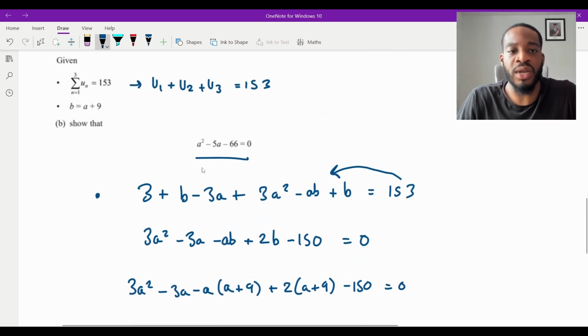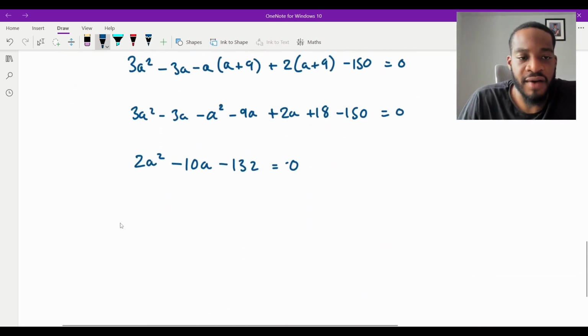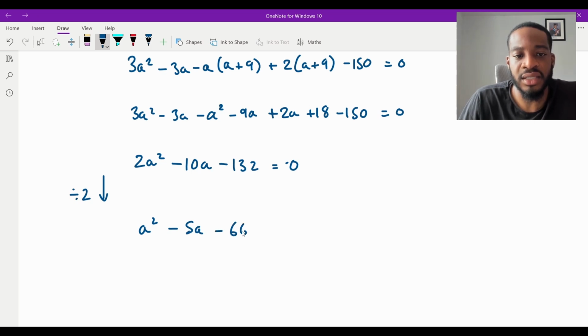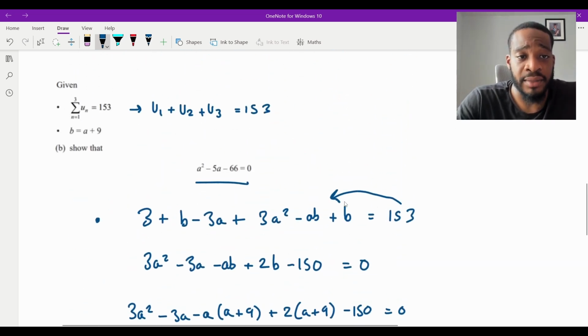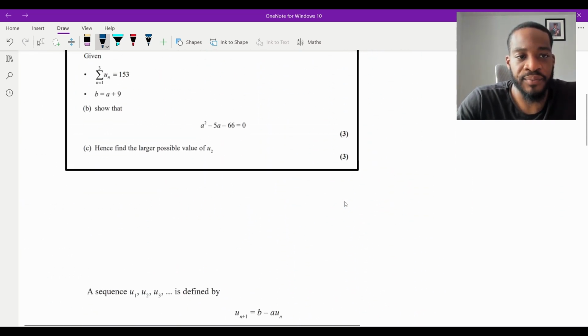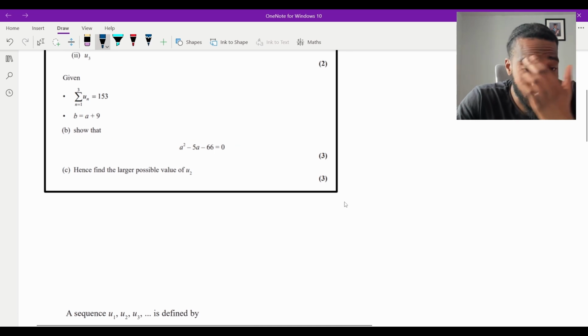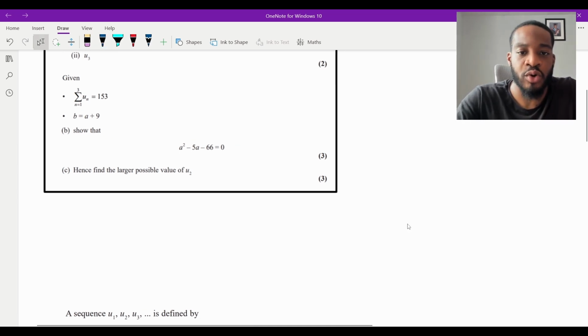And now, remember, we want a squared, isn't it? So if we just divide everything by 2, that will become an a squared. That will become a minus 5a, and then that will become minus 66 equals 0 as required. And that is part B. Now let's get part C. Part C says, hence find the larger possible value of u2. Okay, and that's 3 marks.